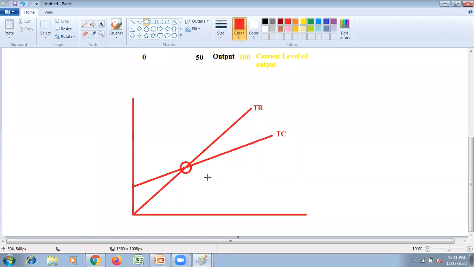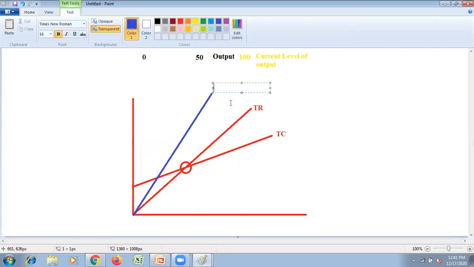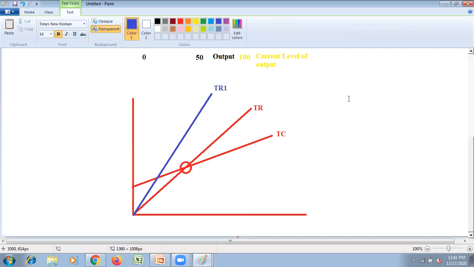Now let's say the business decides to increase the price level. When the price level increases, let's assume that people keep on buying. You increase the price and people keep on buying, so it will have an effect on total revenue. Remember, total revenue will change. The slope will change actually. Total revenue will start going up quickly. Why? Because you have increased the price, so now you are getting higher revenue from each item sold. That's why the total revenue slope has gone up. Let's say it's TR1.